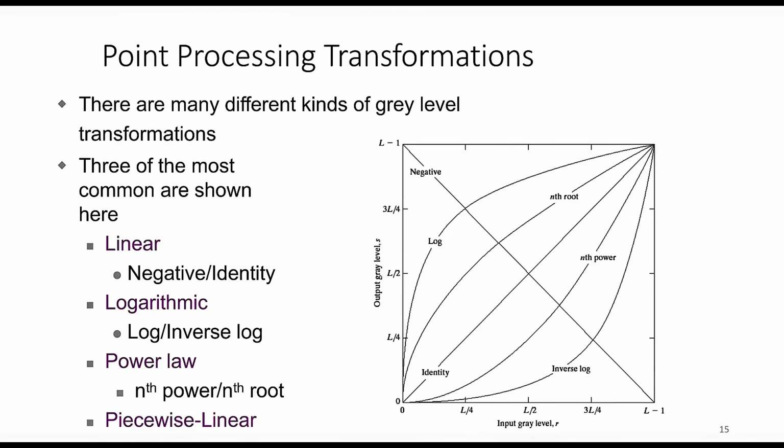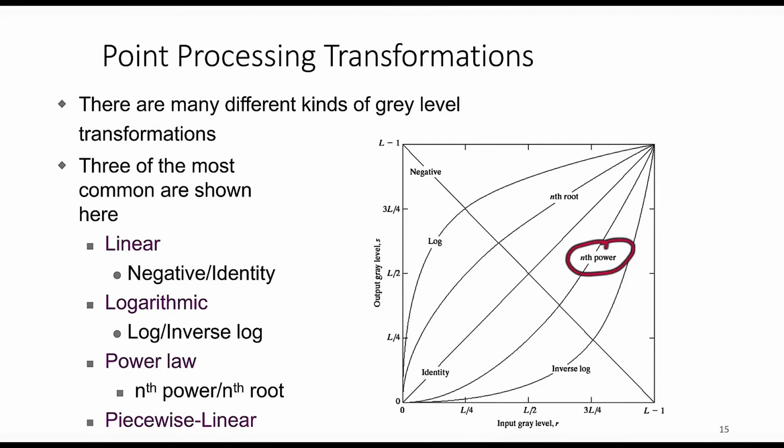Changing the root, similarly changing the power, I can shift the curve to be more straight or more curved. Now see this curve, which is the nth root. If I'm here, what I'm doing is making it brighter. If I am here, what I am doing is making it darker.